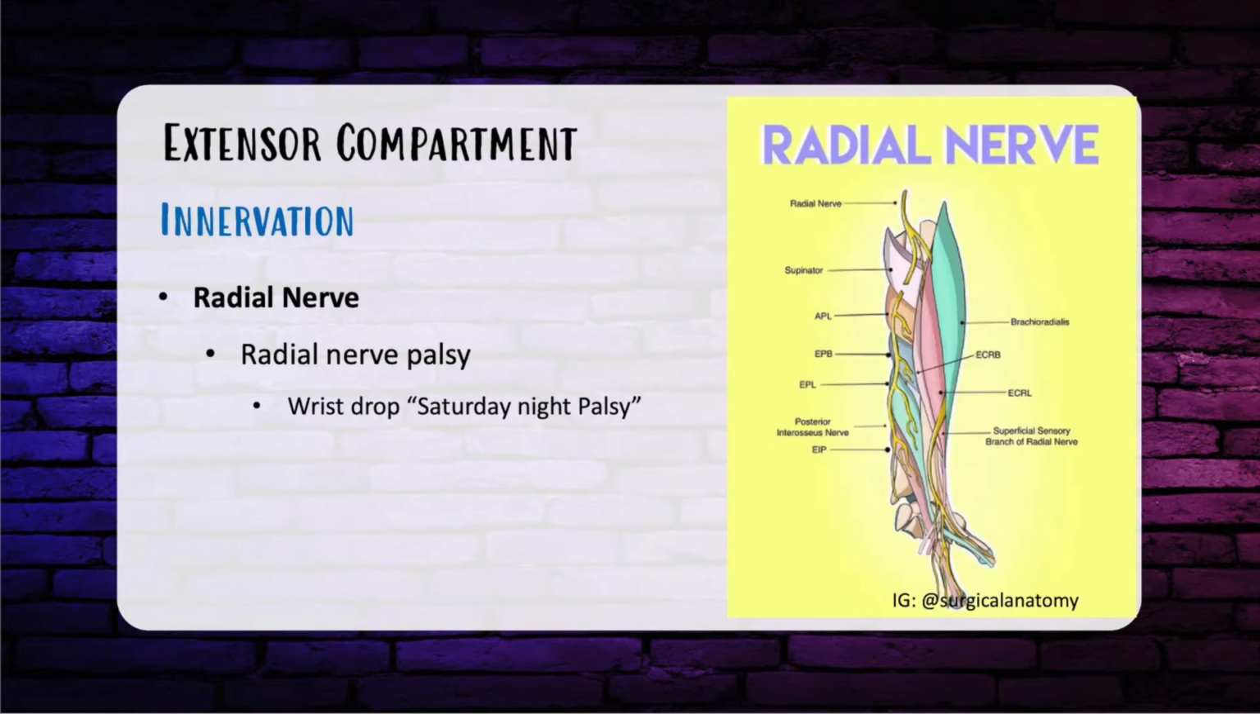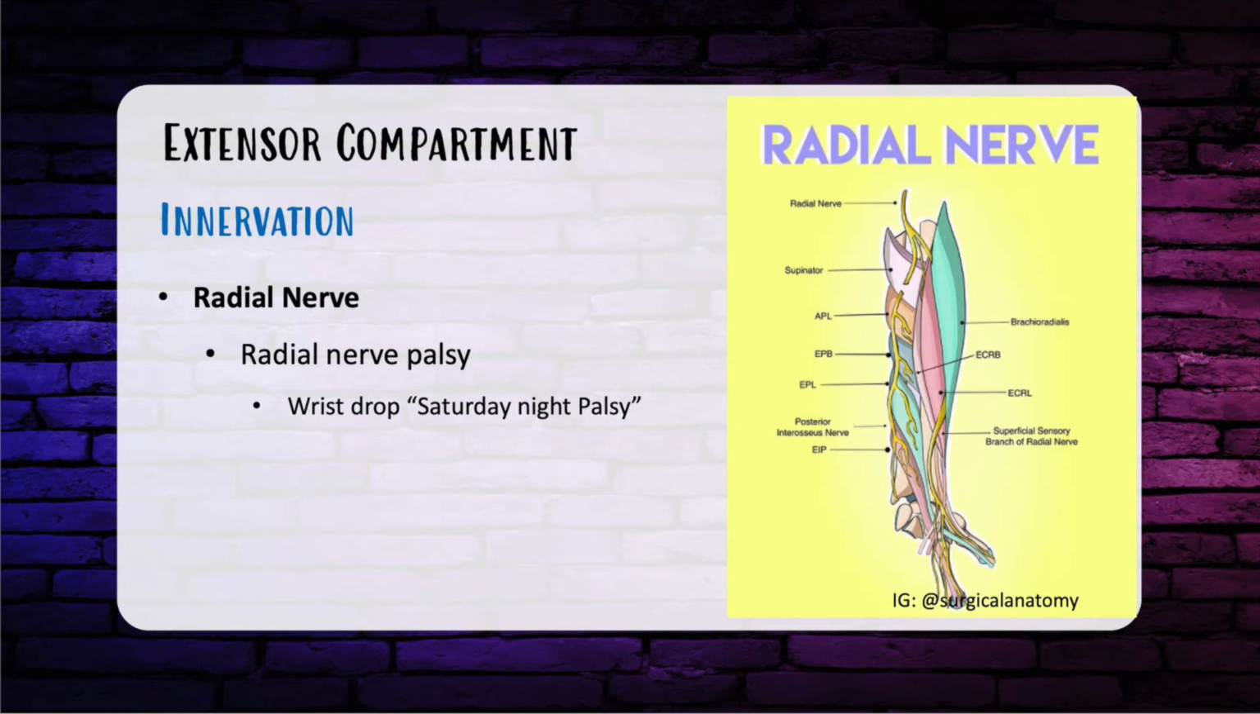Great. Now let's focus on specific muscles and their pertinent anatomy, starting with the extrinsic extensors. The extensor muscles are innervated by the radial nerve. The radial nerve also innervates the brachioradialis, even though it is a flexor muscle in pronation. As a result, radial nerve palsy will result in a wrist drop. This is also known as Saturday night palsy.